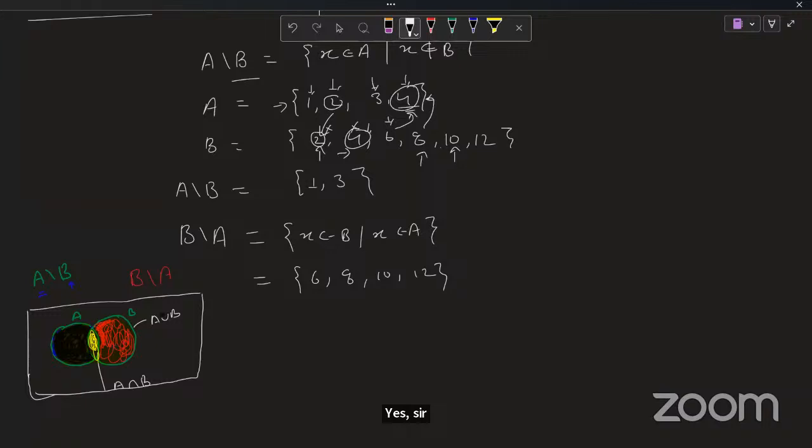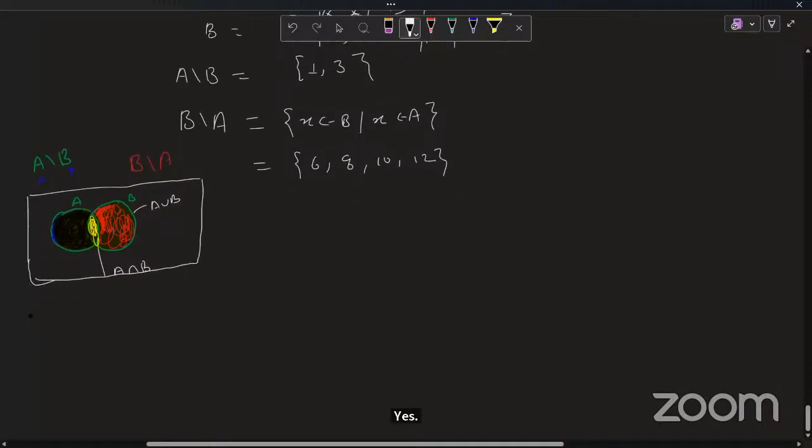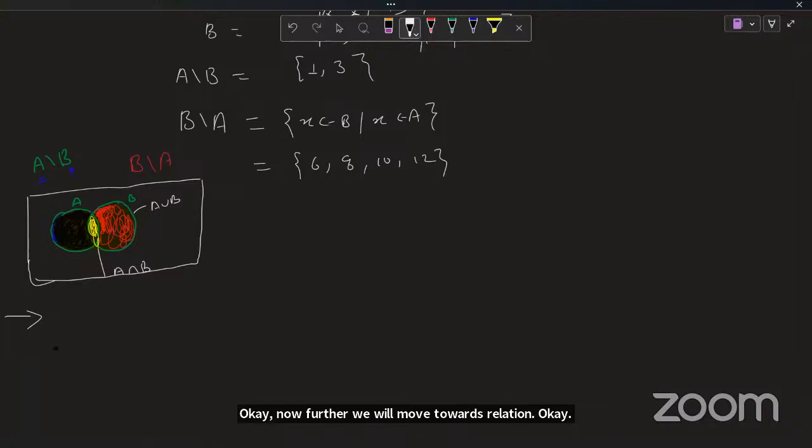Okay. Here our set part is done. Now further we will move towards relation. So for that we need to discuss Cartesian product. Sir, what is the complement of a set?